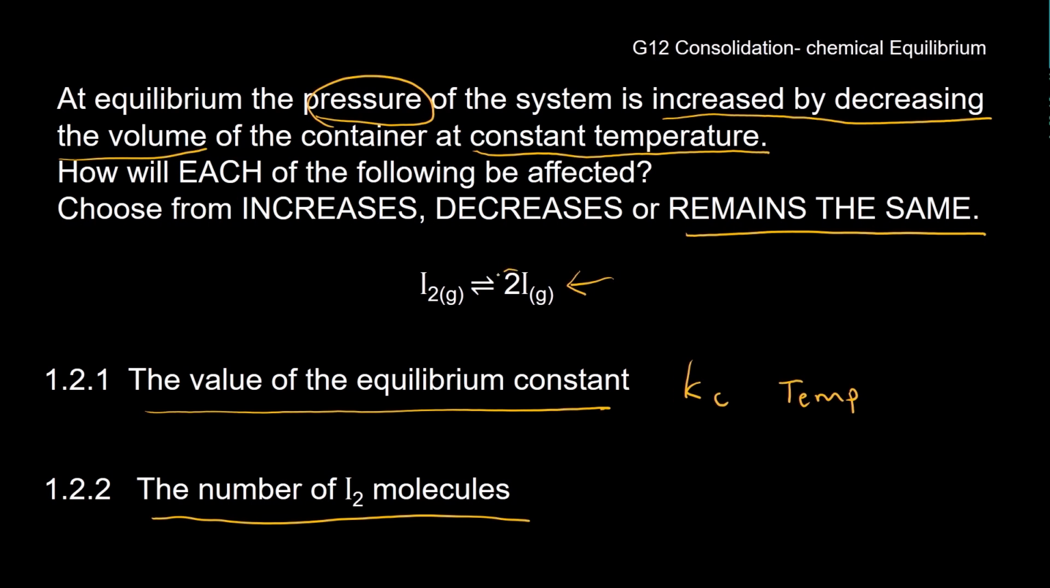So you can see that there are 2 moles of the atoms of iodine there and 1 mole of diatomic iodine. So which way is it going to shift? Well, obviously the equilibrium is going to shift to alleviate the number of moles, so it's going to shift in this way. And so what is going to happen with the number of iodine molecules? Well, it's going to increase. So the answer for this is increases. So the number of iodine molecules increases.